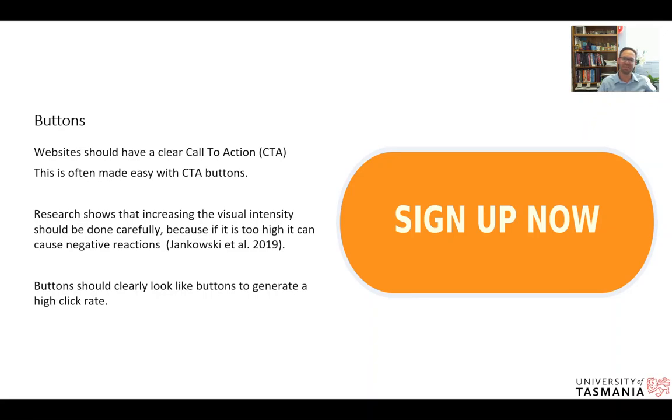This is made easy with CTA buttons, call to action buttons. So research shows that increasing the visual intensity should be done carefully, because if the visual intensity is too high, and the prominence of it, the way that it jumps out at you and interferes with what you're doing, it can actually cause negative reactions. Now, buttons should clearly look like buttons to generate a click-through rate.